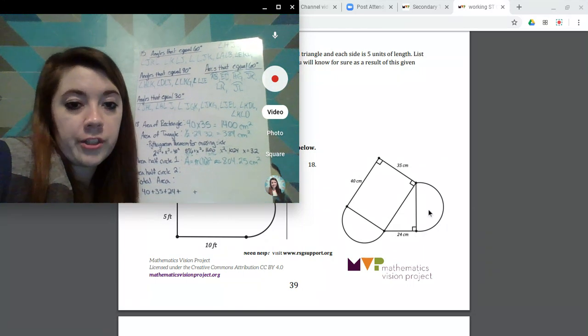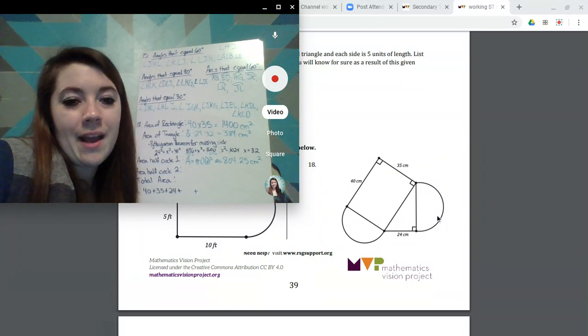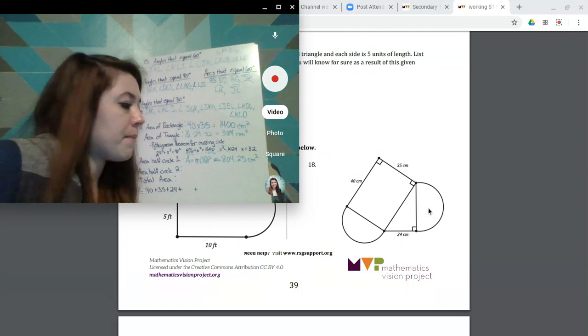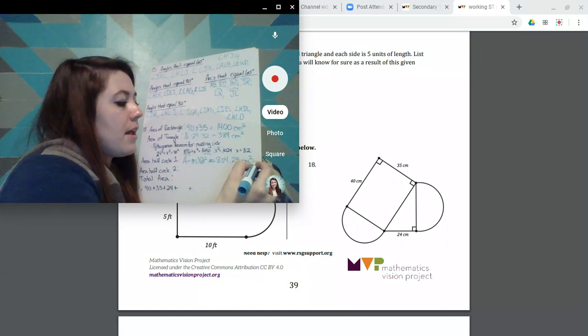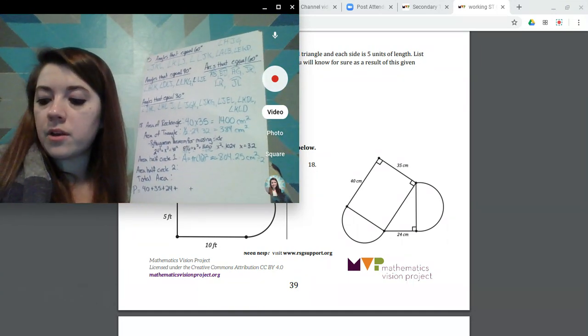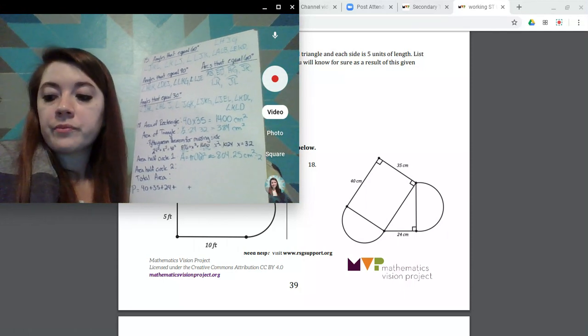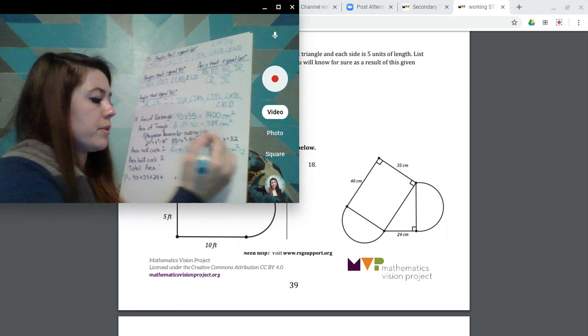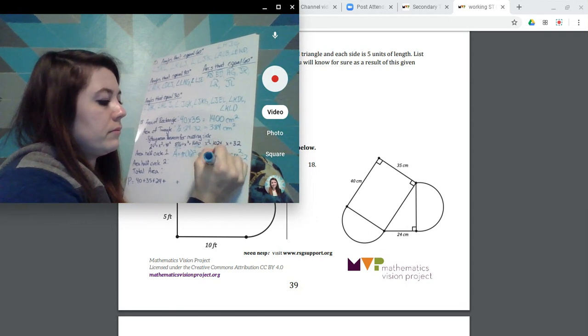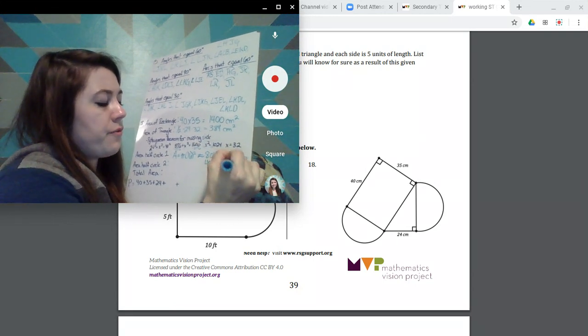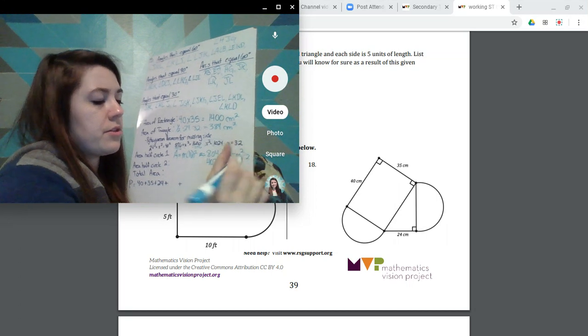But is this a full circle? Nope. So what are we going to have to do? We have to divide it by 2. So I'm going to take this and divide it by 2. 804.25 divided by 2 is going to give us 402.125 centimeters squared.